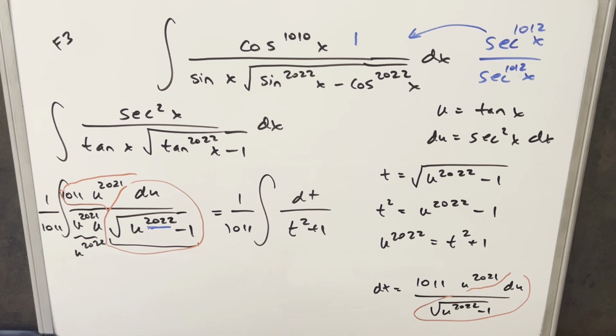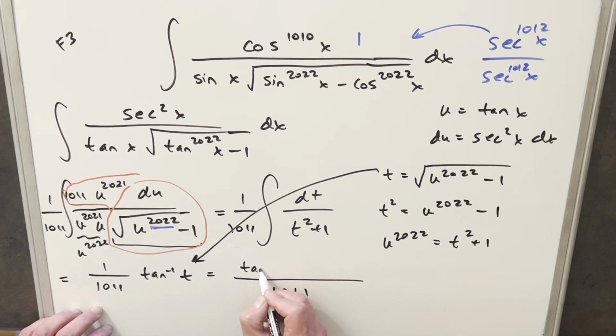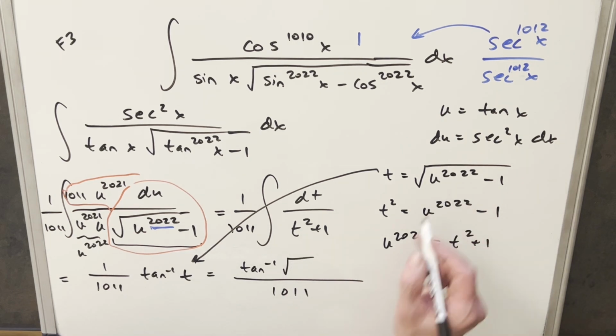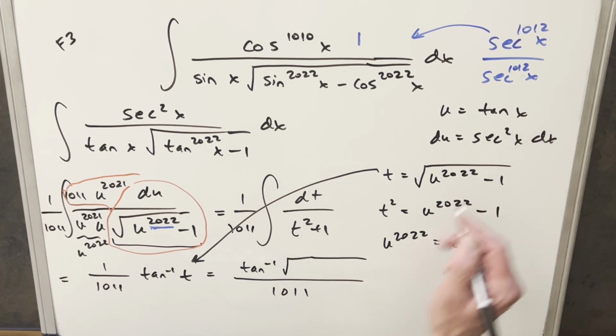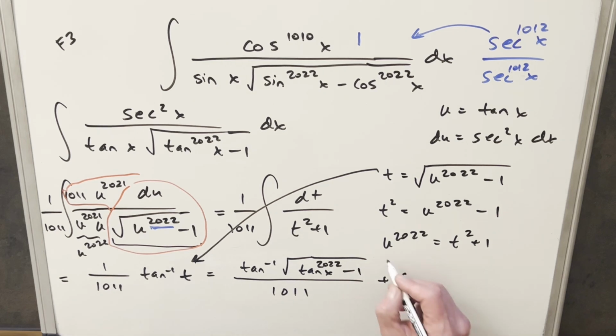This integral is just arctan. So what I can do is come down here, integrating. We're going to have 1 over 1011 arctan of t. So now we just need to back substitute in order to finish this off. So for my final solution, we'll just put the 1011 in the denominator. We're going to have arctan of this t, but we'll back substitute with the square root of u. But u, we'll do this all in one step. u is going to be tan x. So we're going to have here tan x to the 2022 minus 1, plus C, and that's it.